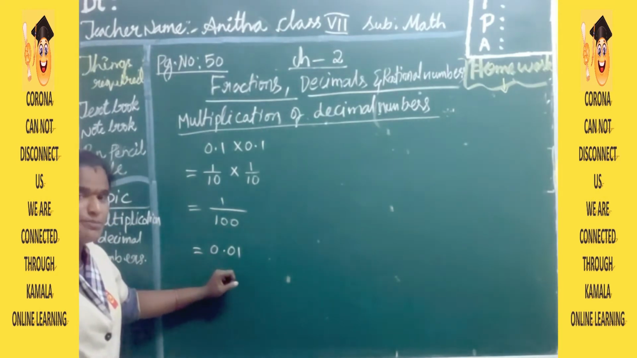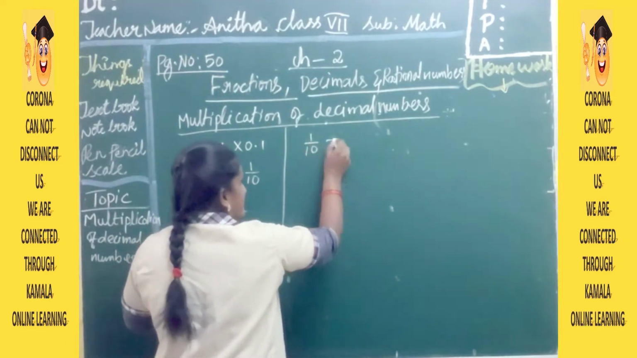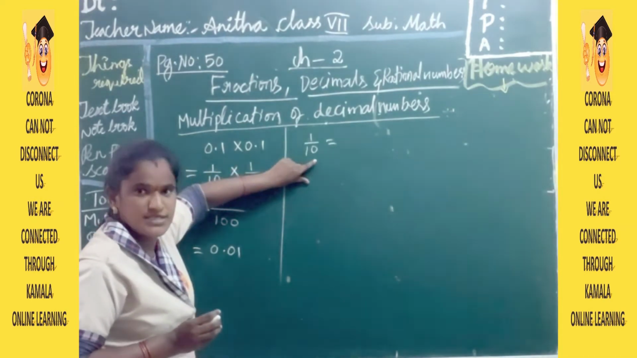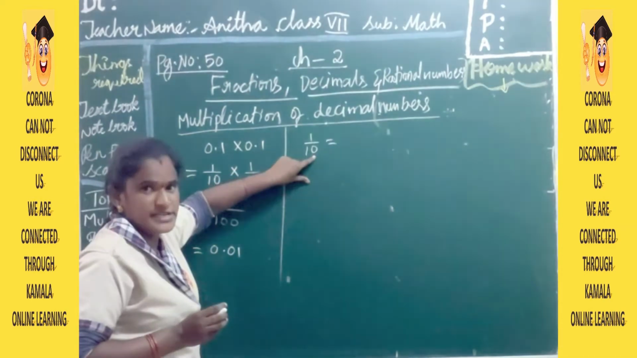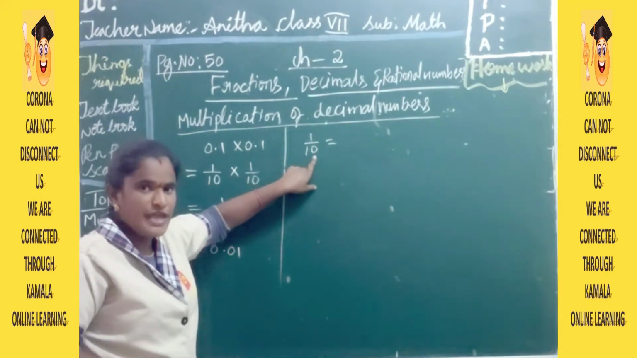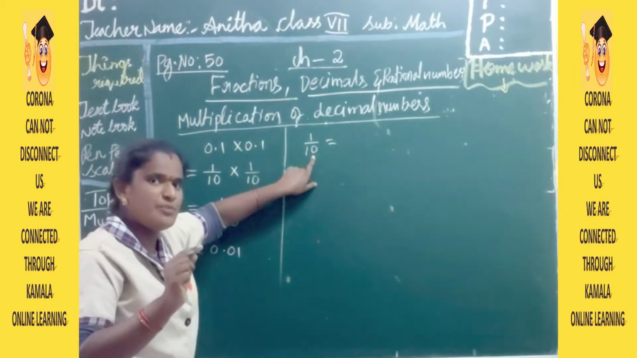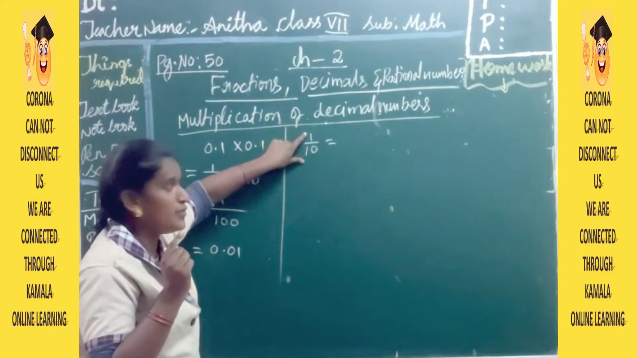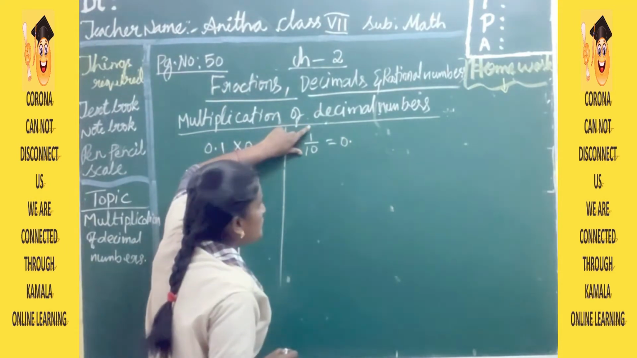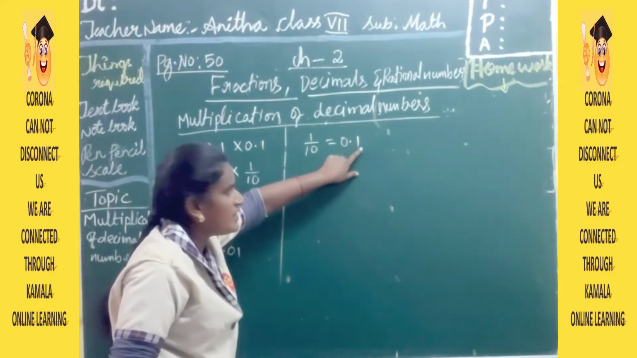How did you write this one? Tell me children. You know, in the previous class we learned. For example, 1 by 10 is there. Simply observe: this is numerator, this is denominator. In the denominator's place, how many zeros are there? Only a single zero. So after the point you will put the numerator value. 0 point. What is the value of the numerator? 1. After the point we get 1.